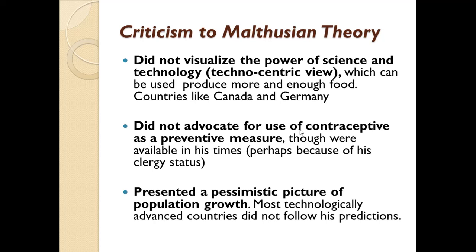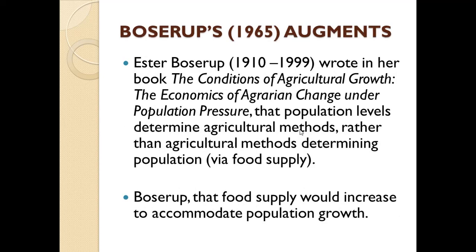Another criticism has to do with the fact that the theory presents a pessimistic picture of population growth, presenting it in a negative way, and that, for instance, most technologically advanced countries did not follow his predictions, and therefore are somehow doing well without even having followed those theories.